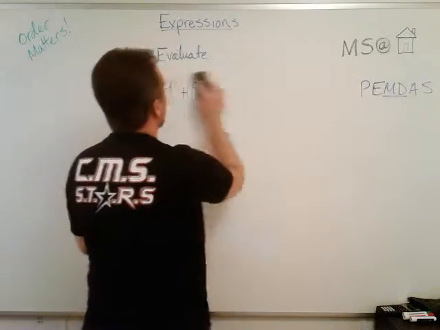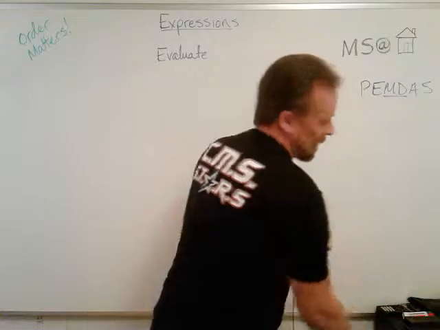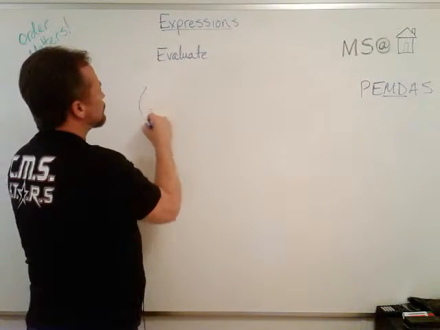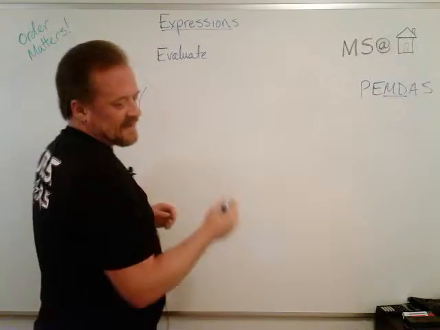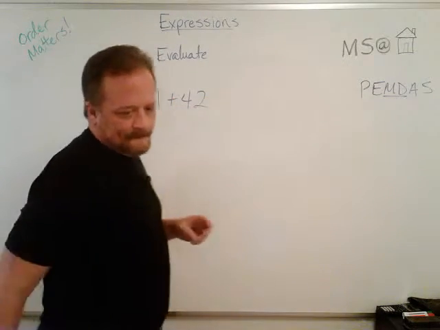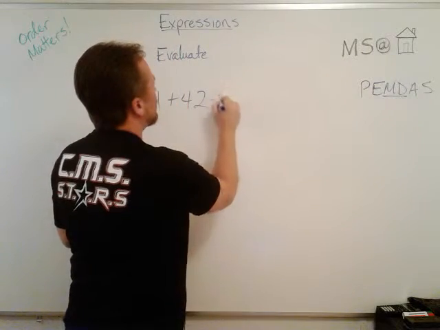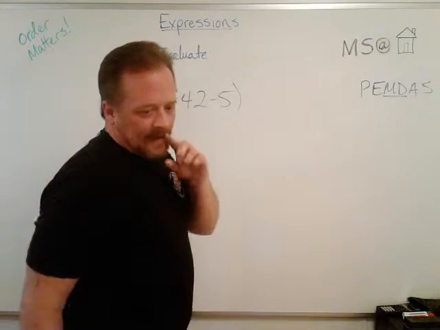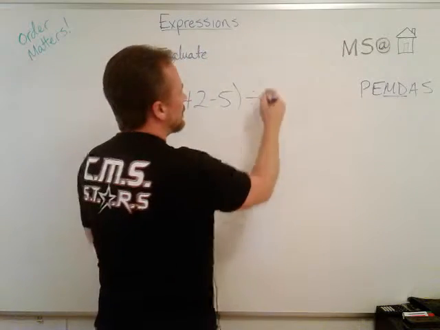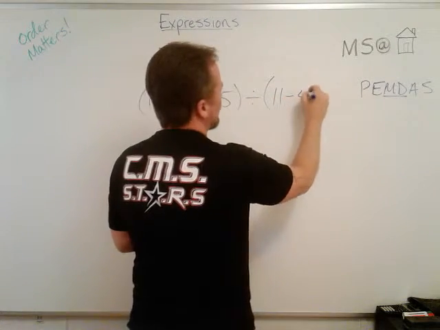Let's step it up a little bit. Let's evaluate this one. Okay? This one has parentheses, and inside is 11 plus 42 minus 5. And I'm going to divide that by another set, 11 minus 4.